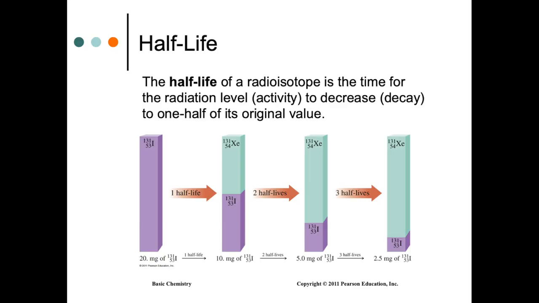So even though the decay of individual atoms is random, this half-life value is constant for individual isotopes. So the length of one half-life for iodine-131 will not be the same for, let's say, an isotope of uranium or any other radioactive isotope.